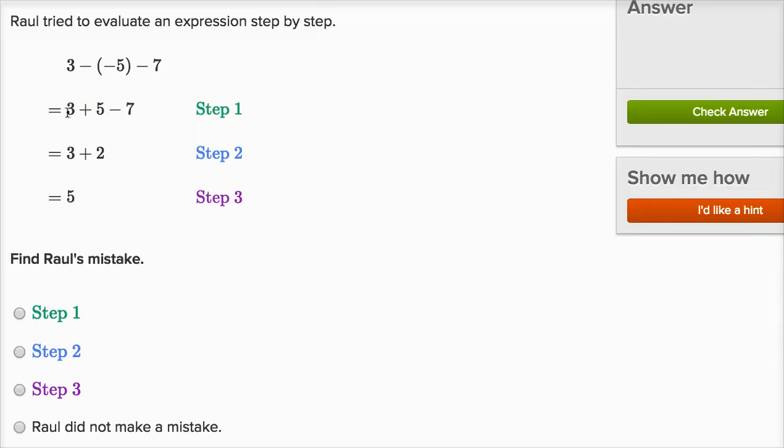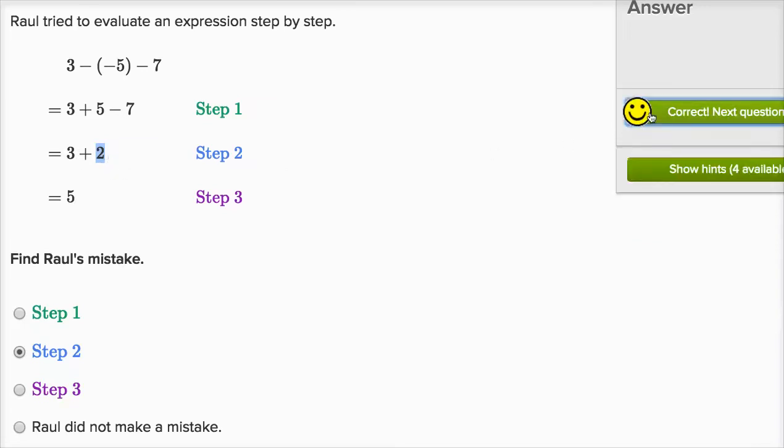So he has two options. He could say 3 plus 5 is equal to 8 and then subtract 7 from that and he would get 1. Or he could even say 5 minus 7 is negative 2 and then add that to 3 and get 1. It looks like Raul tried to go that second way, but he made a slight mistake because he said 5 minus 7 is equal to 2, not negative 2. 5 minus 7 should be negative 2, but he wrote a positive 2 right over here. So his mistake is in step 2. And then obviously step 3 becomes wrong because of step 2, but this is where he first makes the mistake.